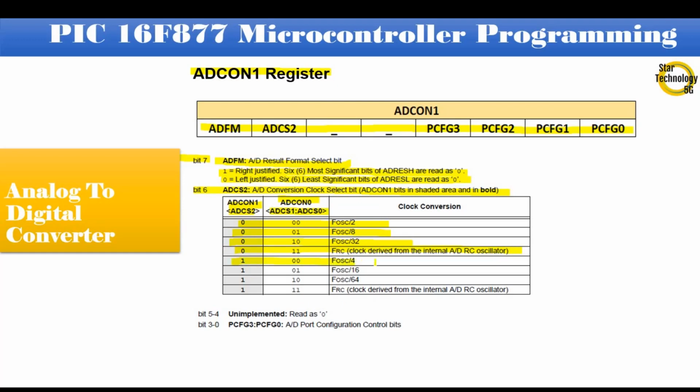100 FOSC divide by 4. 101 FOSC divide by 16. 110 FOSC divide by 64. 111 FRC, clock derived from the internal A/D RC oscillator. Bits 5 and 4 unimplemented, read as 0. Bits 3 to 0, PCFG3 to PCFG0, A/D port configuration control bits.